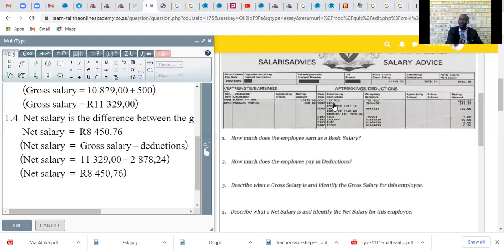For example, tax is not something which is added onto someone's salary. Tax is something which is taken away from someone's salary. So that obviously forms part of deduction, and therefore everything else coming after tax becomes a deduction. So when all is added, you get the total of the deduction.